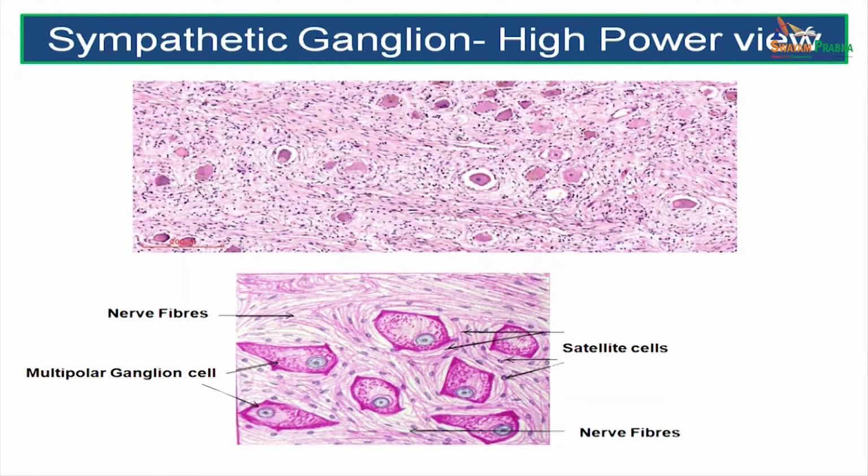So, if you look at a high power view of the slide, you see here, these are the ganglion cells. They have edges and they have eccentrically placed nucleus, not in the center. And there are many myelinated and unmyelinated nerve fibers coursing through the ganglion. If you look at an illustration, this is what you see. The cells are smaller and they have an eccentrically placed nucleus and you get a lot of nerve fibers coursing through the ganglion, separating the cell bodies from each other.